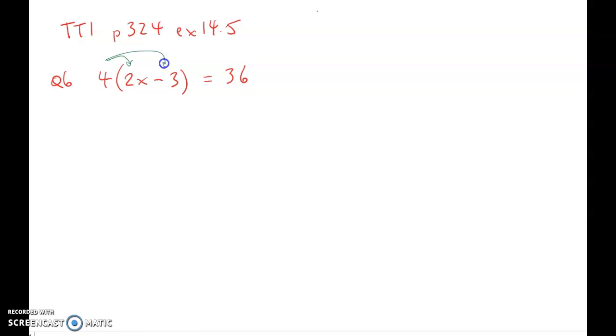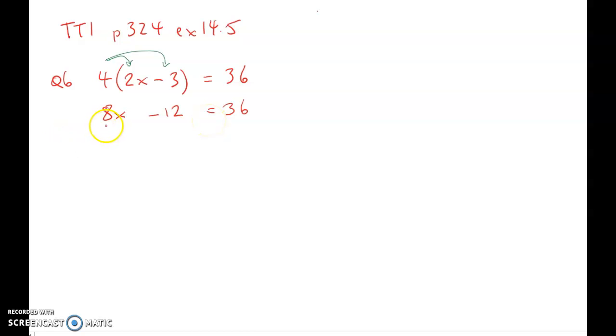You distribute the number in front of the brackets by each term inside. So 4 times by 2x, 4 times by minus 3, and that's the left hand side all done. I've multiplied out the bracket, and the right hand side I have 36. So just write that out again, one line underneath the next, and I make sure my equals are in line.